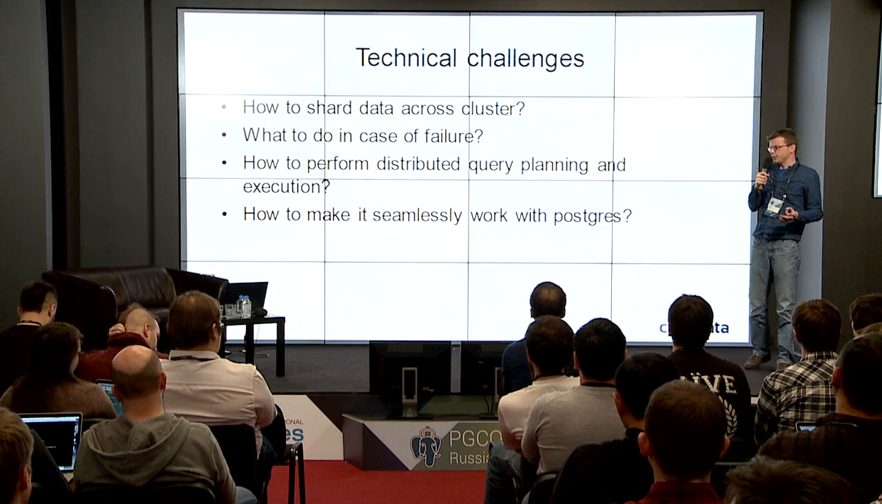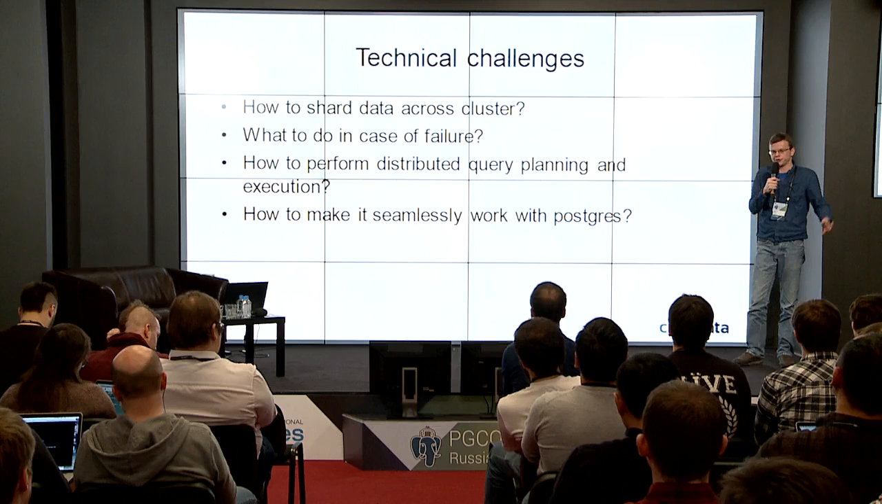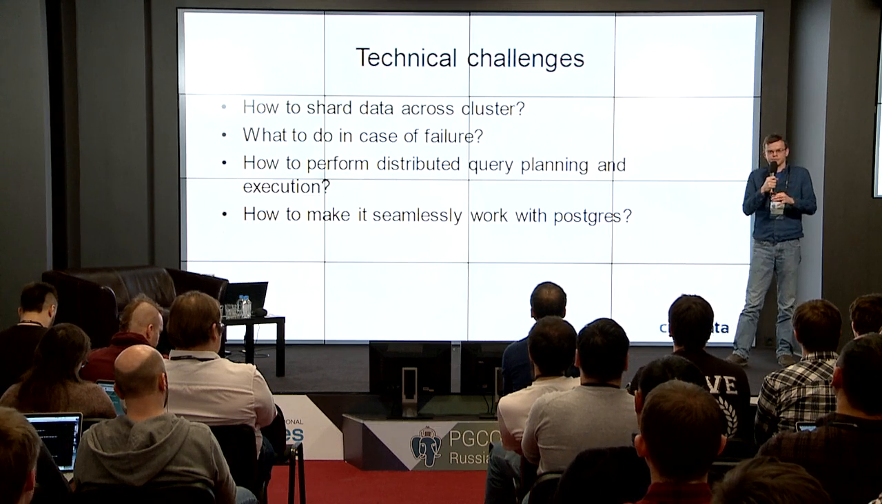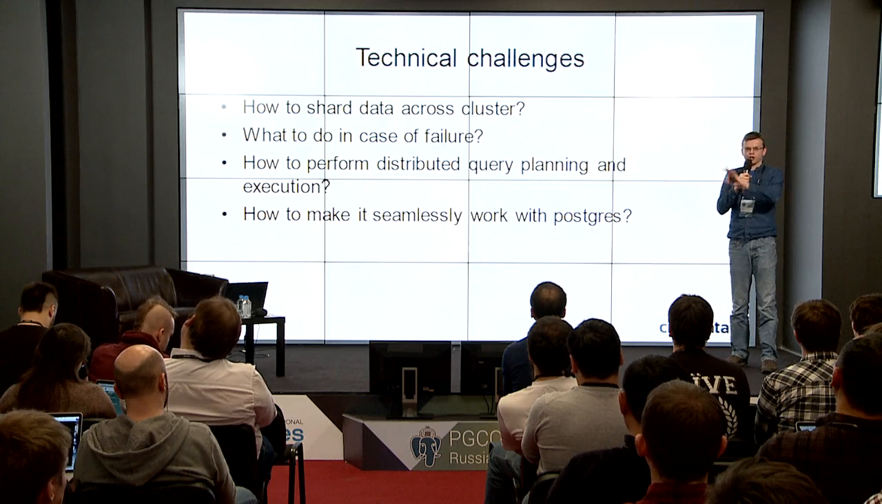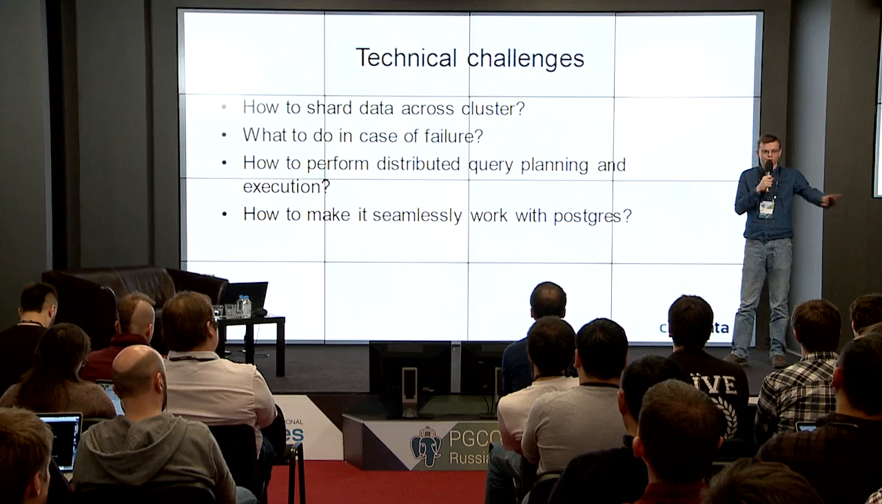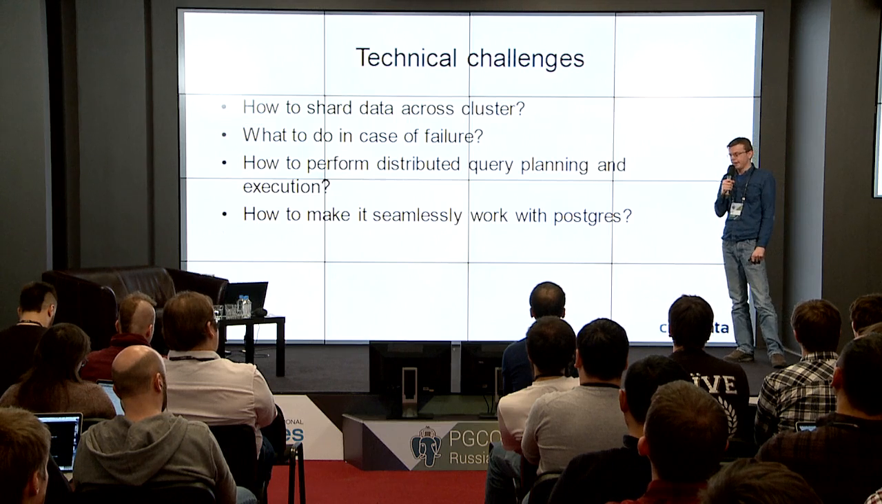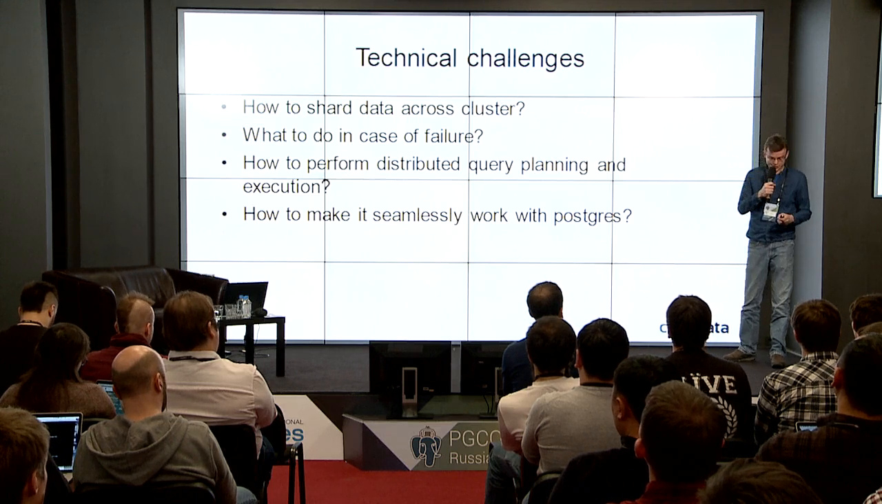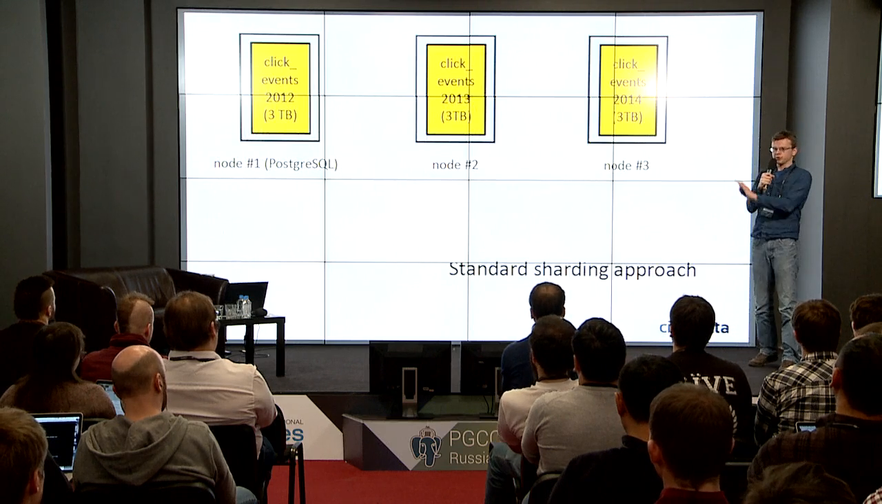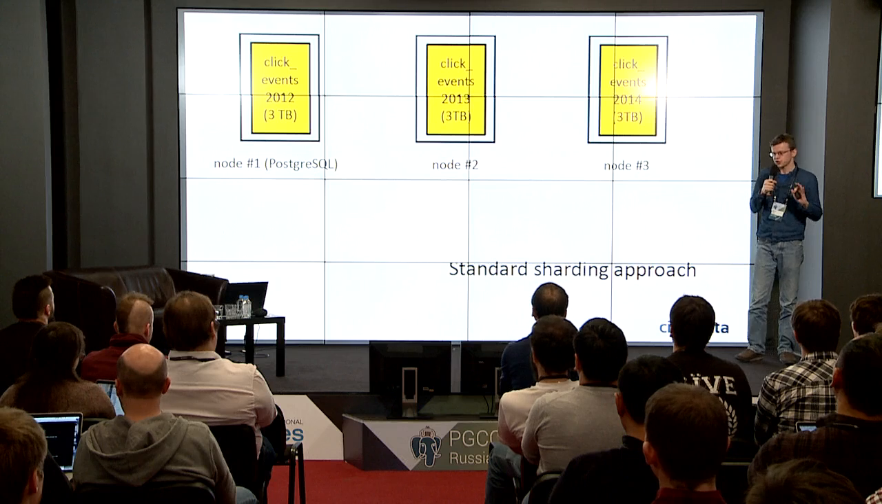When there's a failure in the network or a node fails, what do we do? If we have this concept of a sharded table, how do we do query planning across that table? And how do we put this into Postgres? So I first want to look at all those challenges, and first I want to look at sharding.